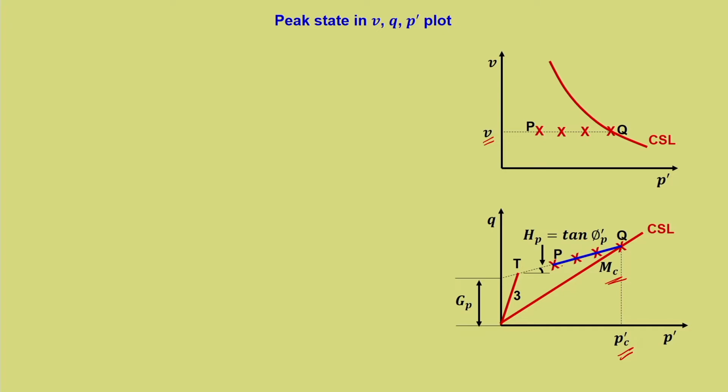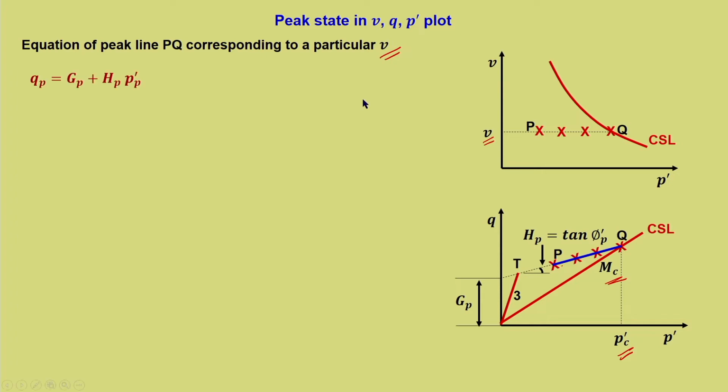of the peak line. Equation of the peak line corresponding to a particular v. Please note it is for a specific volume. qp, that is q on the peak line, is equal to Gp plus Hp into p'p. p'p means p' on the peak line. So, this is the equation and that is very straightforward.